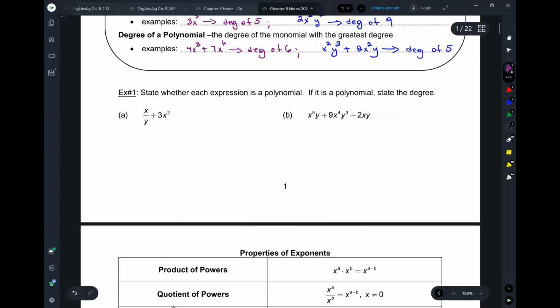All right, here. State whether each expression is a polynomial. If it's a polynomial, state the degree. Okay. We've talked about polynomials before. Polynomials basically have exponents that are integers of 0 or higher, right? So basically they're whole numbers. So if you have x to the 0, x to the 1, x to the 2, x to the 3, that's a polynomial. So here, you see how there is a y in the denominator? That means this is not a polynomial.